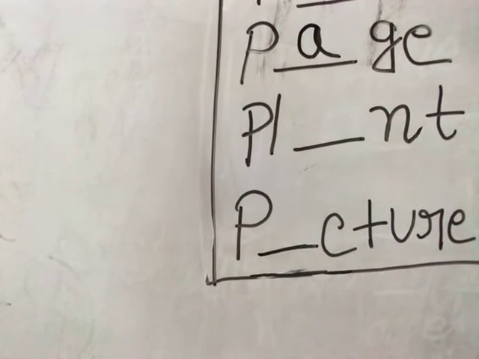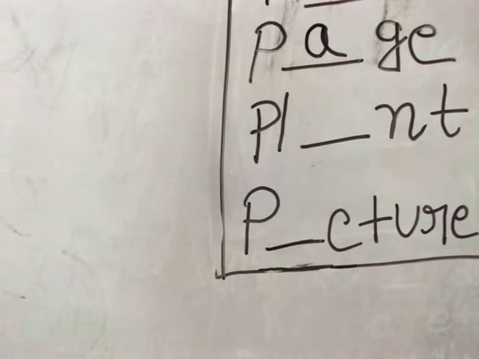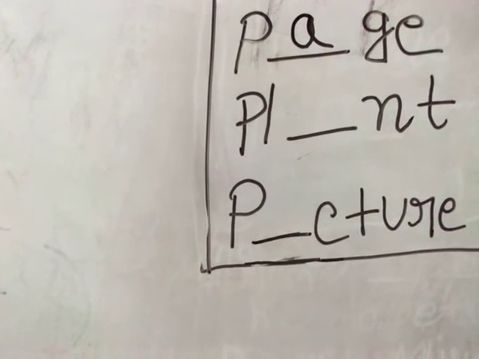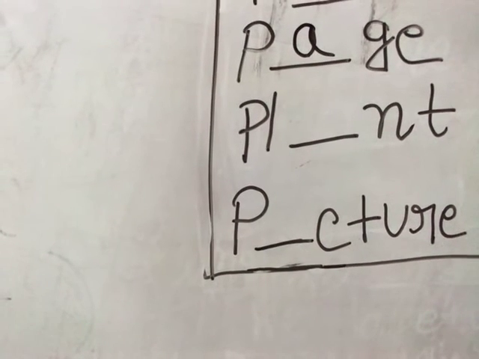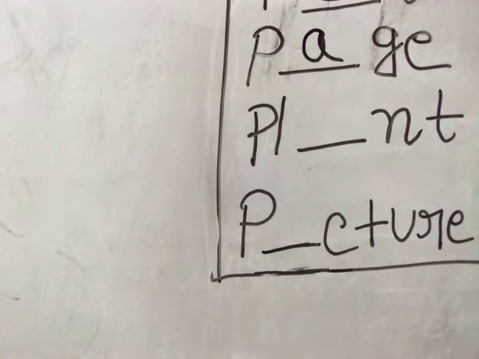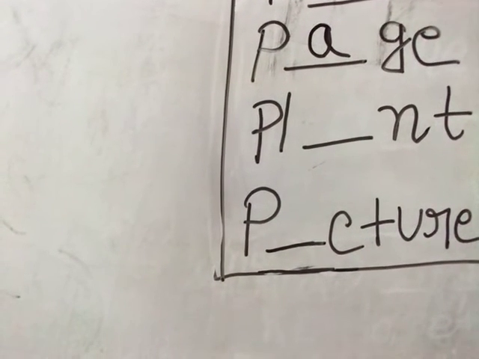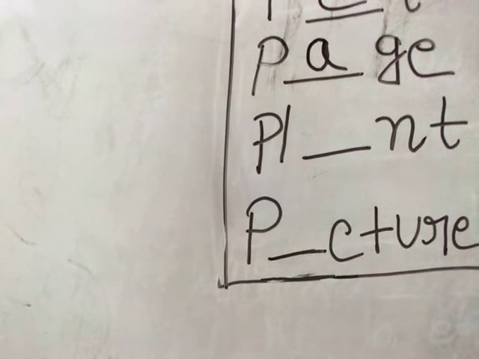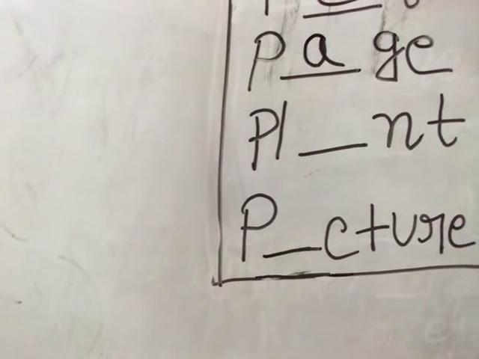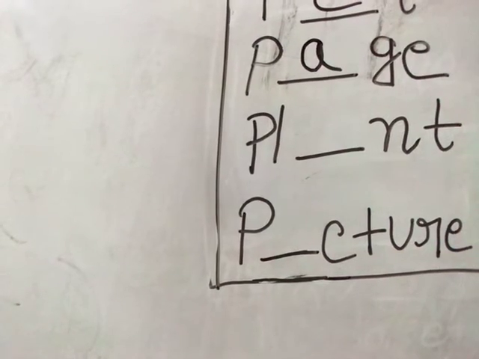Now the next one is PL dash NT. If I put I here, no, it's not giving any meaning. If I put E, not yet. If I put O, no. But if I put A, then it becomes plant. Plant means the tiny trees or the herbs or the newly grown trees. Okay, so plant means herbs.